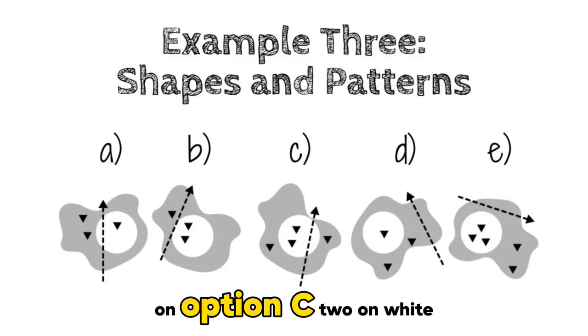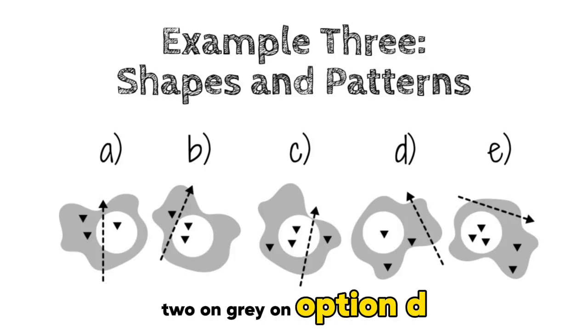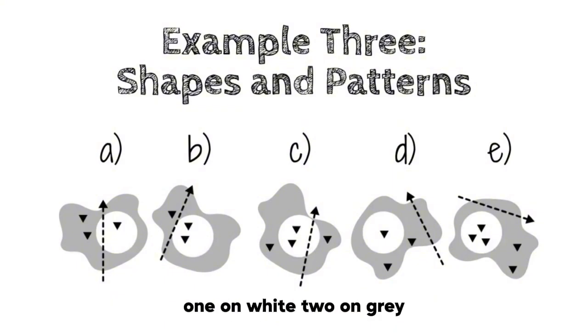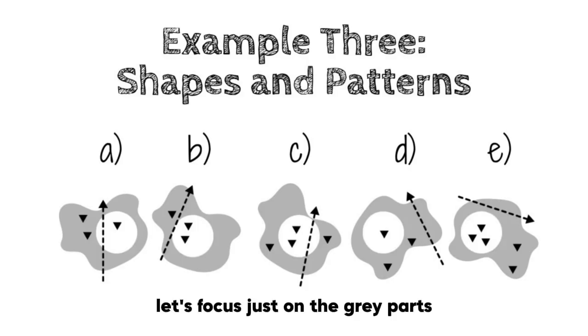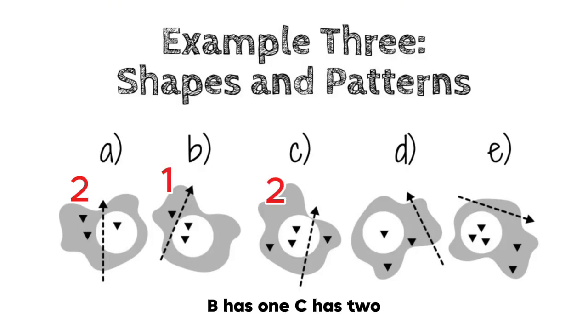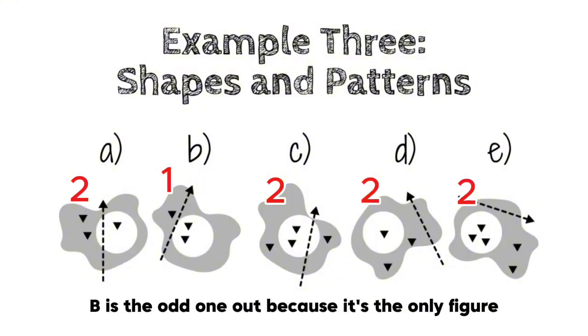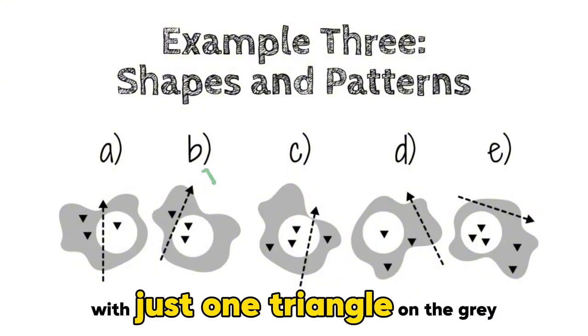On option C, 2 on white, 2 on grey. On option D, 1 on white, 2 on grey. On option E, 3 on white, 2 on grey. Let's focus just on the grey parts. A has 2 triangles on grey, B has 1, C has 2, D has 2, and E has 2. Aha! B is the odd one out, because it's the only figure with just 1 triangle on the grey.